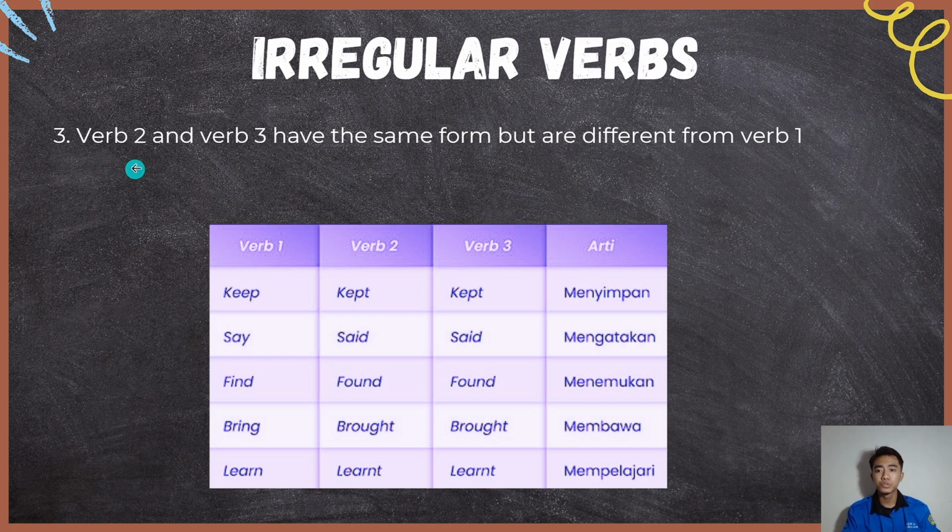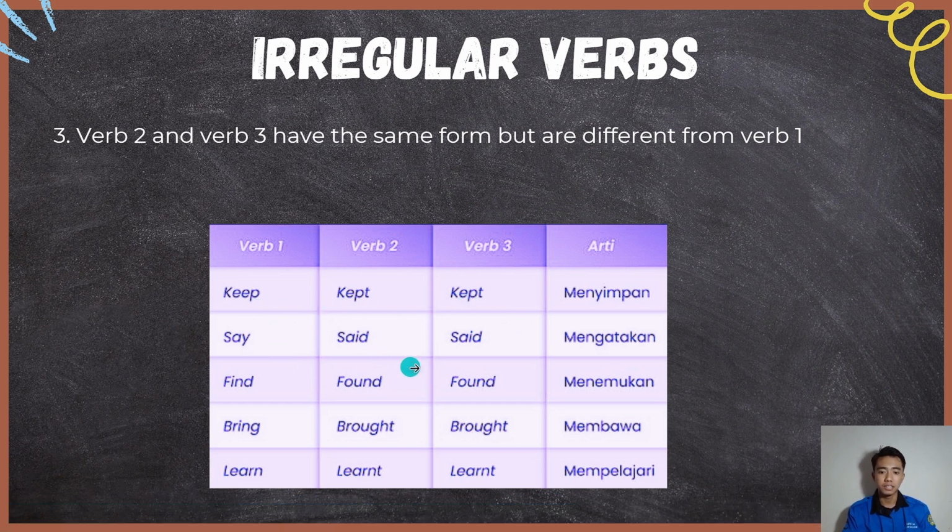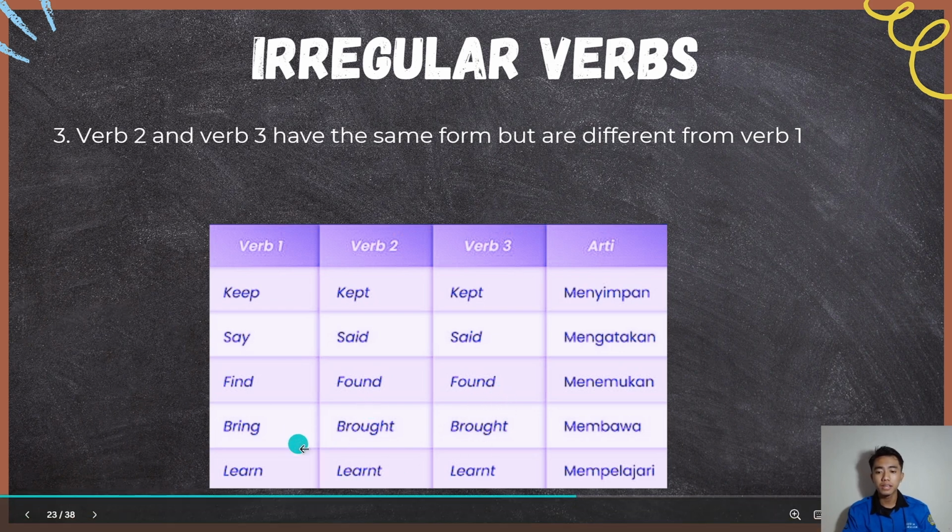Third, verb 2 and verb 3 have the same form but are different from verb 1. Example, keep, kept, kept. Say, said, said. Find, found, found. Bring, broke, broke. Learn, learned, learned. Okay, next.